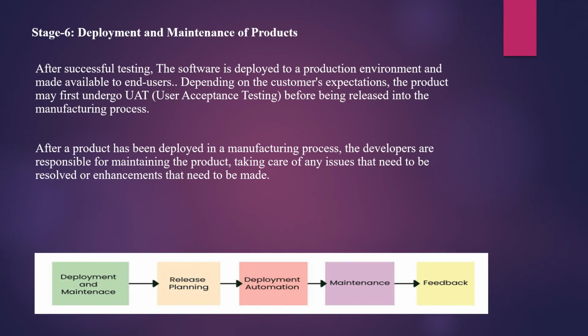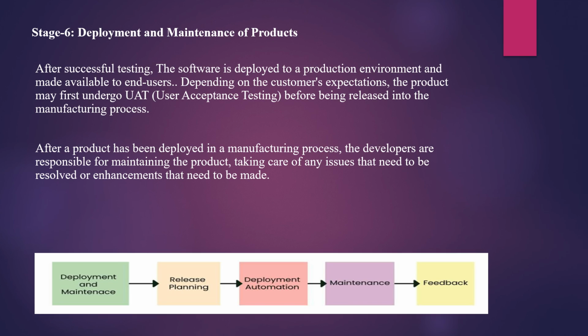deployment and maintenance of products. So after the detailed testing, after the successful testing, you can say the software is deployed to a production environment and made available to end users. Depending on the customer's expectation, the product may first undergo user acceptance testing before being released into the manufacturing process.